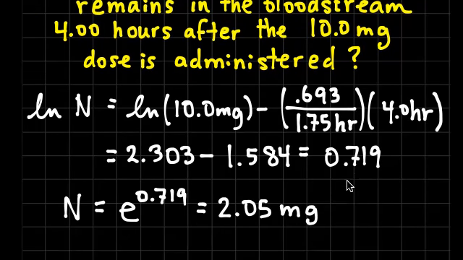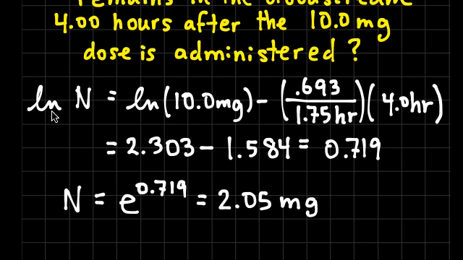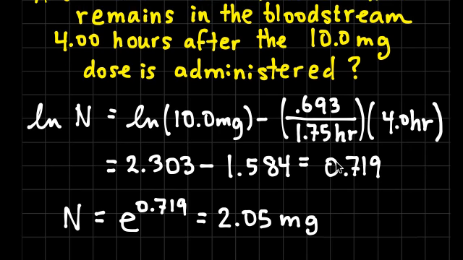Well, this should look very familiar. I did my constant in one swoop here with the half-life divided into the 0.693. After 4 hours, how much will be left of 10 milligrams? Don't forget to get rid of the natural logarithm. It's e to the x on both sides. And looks like only 2 milligrams will be left after 4 hours, 2.05.